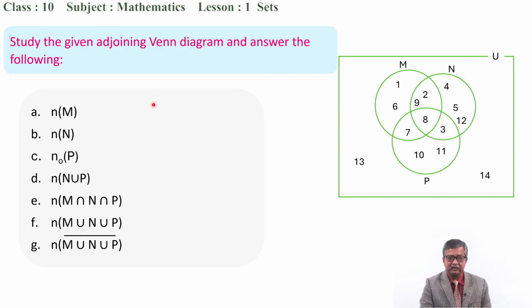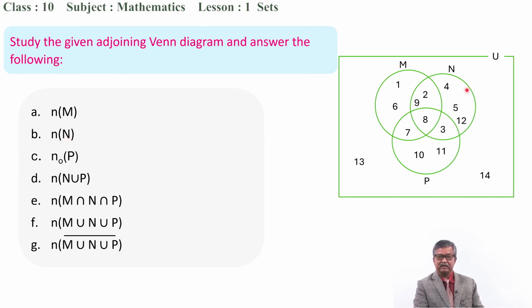Here one Venn diagram is given. We study this Venn diagram and we have to answer the following questions. Look at this Venn diagram. This Venn diagram has 3 sets: set M, set N and set P. In set M the elements are 1, 2, 6, 9, 8, 7. So how many elements are in set M? 1, 2, 3, 4, 5, 6. What is the cardinal number of M? How many? 1, 2, 3, 4, 5, 6. So we can say that n(M) is equal to 6.